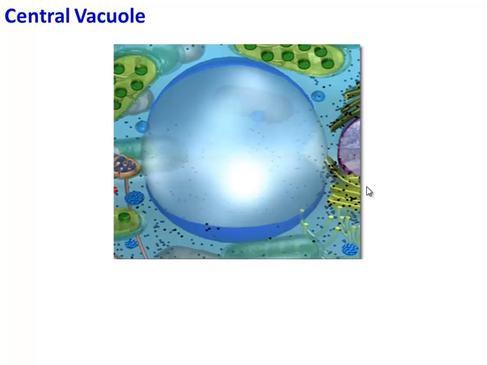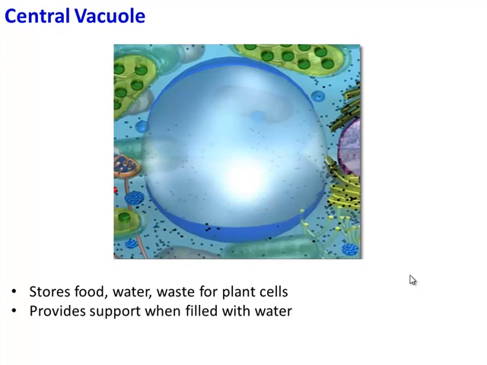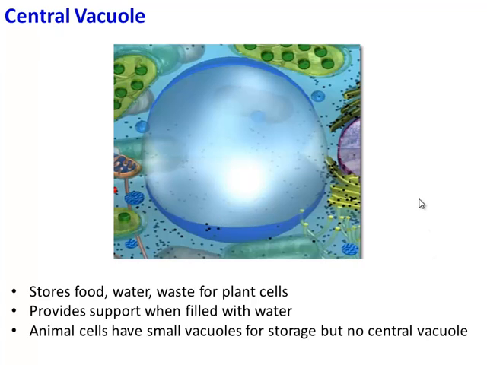The central vacuole is also something found only in plant cells. The central vacuole is very large and it's filled with all sorts of things like food, water, and waste. And it's important for a plant cell to have the vacuole filled with water because that helps provide support. Animal cells do have vacuoles, but their vacuoles are very small and just used for storage, not support like a plant cell's central vacuole. And that concludes our tour of the organelles you'll find in eukaryotic cells.